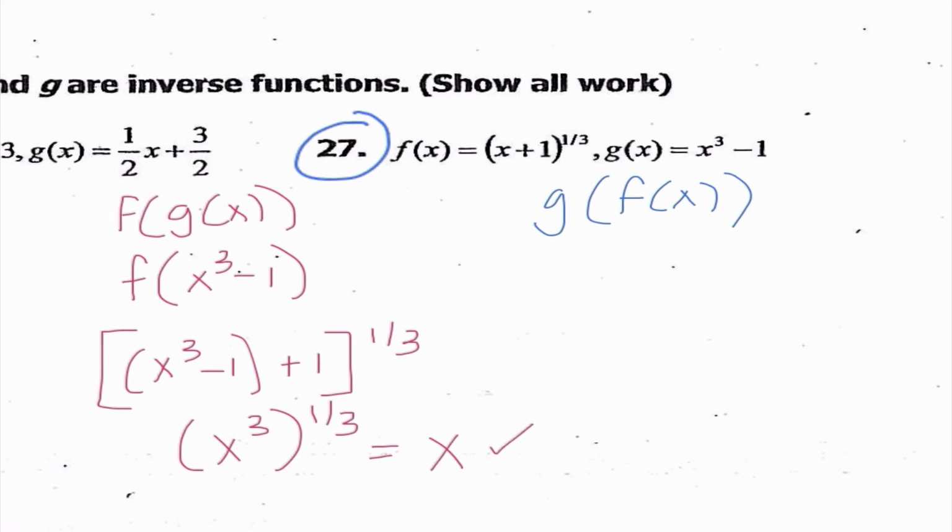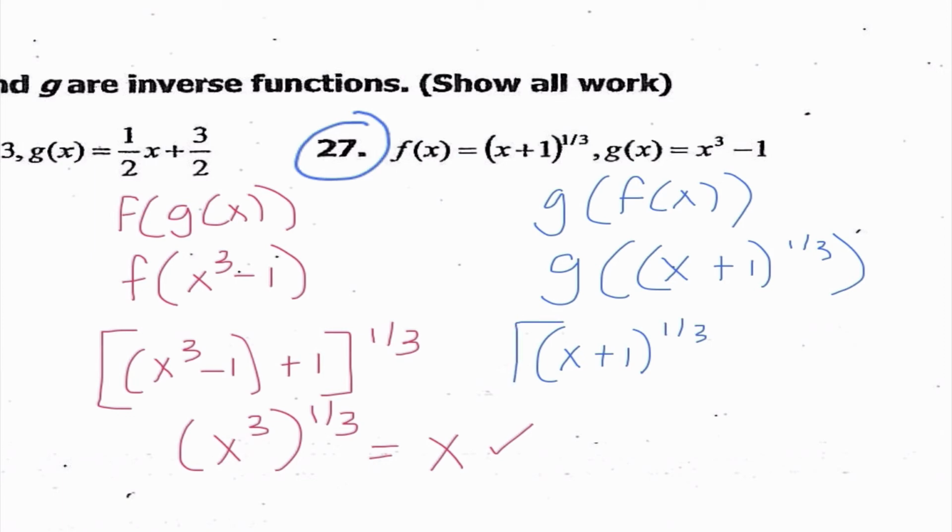So I know I'm halfway there because my goal is to get x. So here I'm going to do g of x plus 1 to the 1/3, which would become x plus 1 to the 1/3 power cubed minus 1. When I multiply the 1/3 and the cubed, I end up getting 1. So I have x plus 1 minus 1, which is x. So when it's telling me to verify, I need to prove that f of g of x is x and g of f of x is x. I need to see all this work in order for you guys to receive full credit.